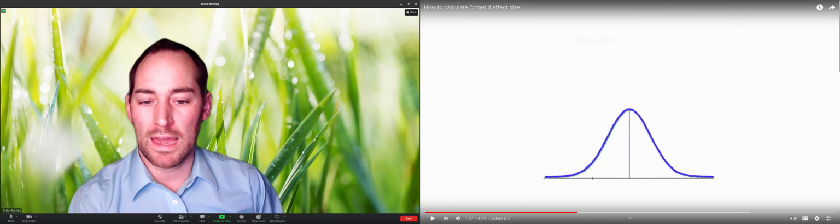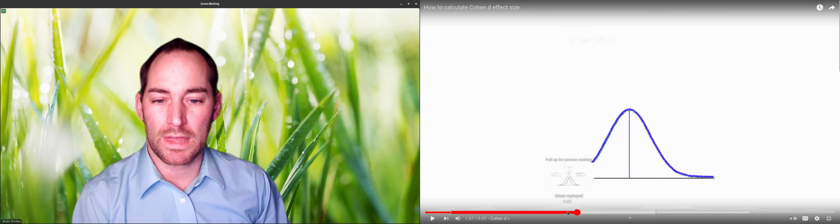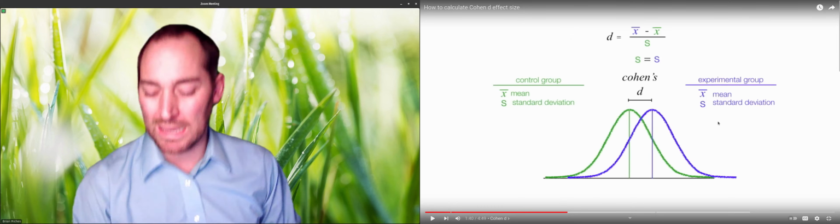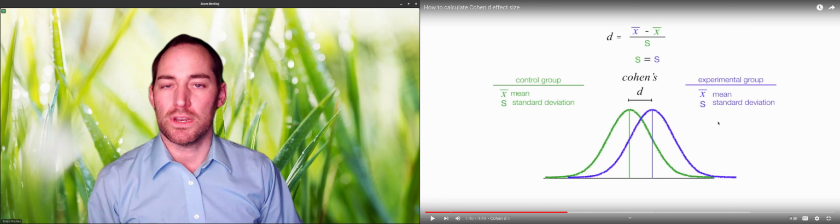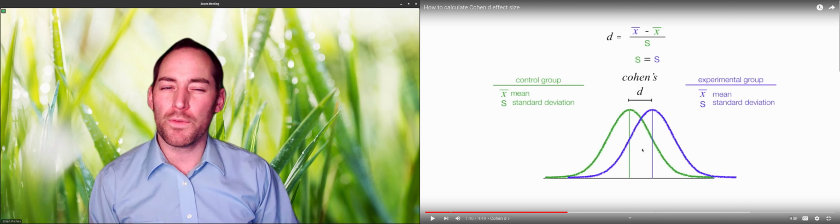Alright, so that is the calculation. Hopefully that helps make it a little bit more clear. Again, it's a pretty simple calculation. You don't have to do the calculation, but hopefully you have a better understanding.